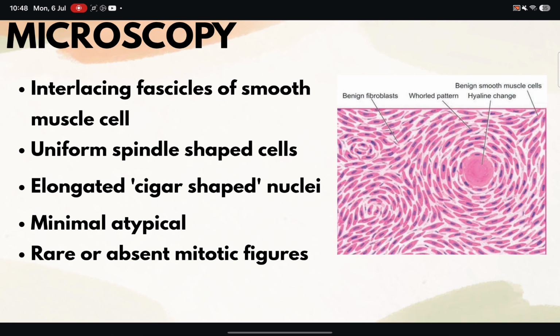Microscopy shows interlacing fascicles of smooth muscle cells, which are uniform spindle-shaped cells. The nuclei are elongated with blunt ends, often described as cigar-shaped nuclei. Benign nature: there is minimal cellular atypia and mitotic figures are rare or completely absent.